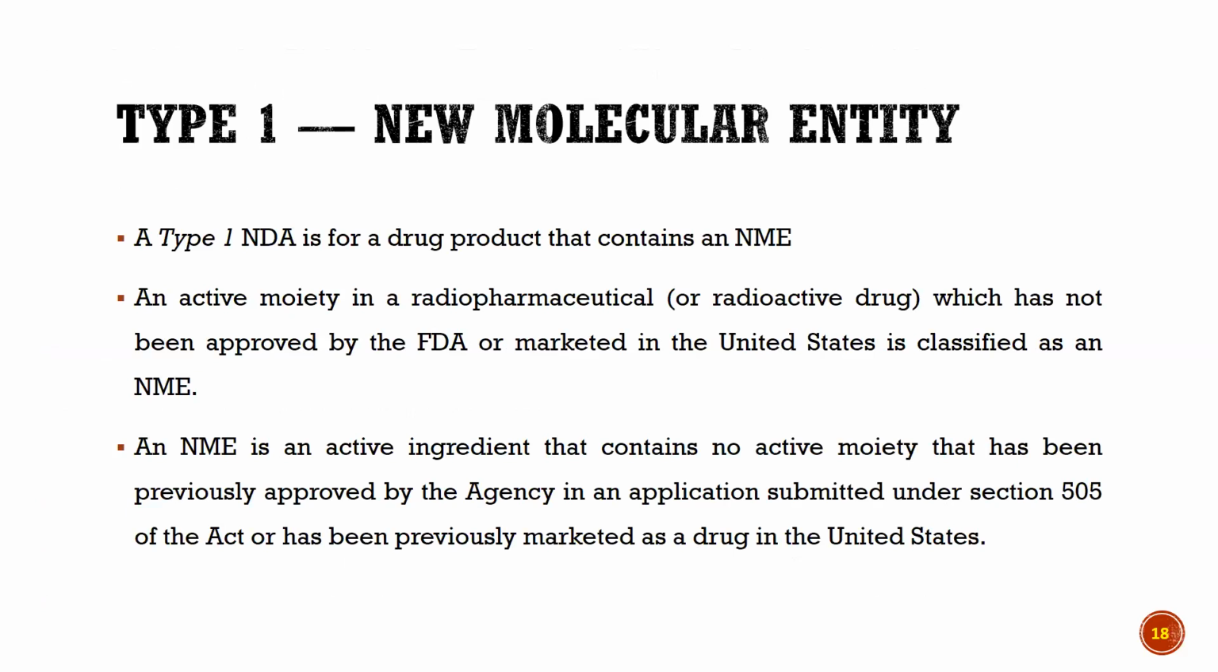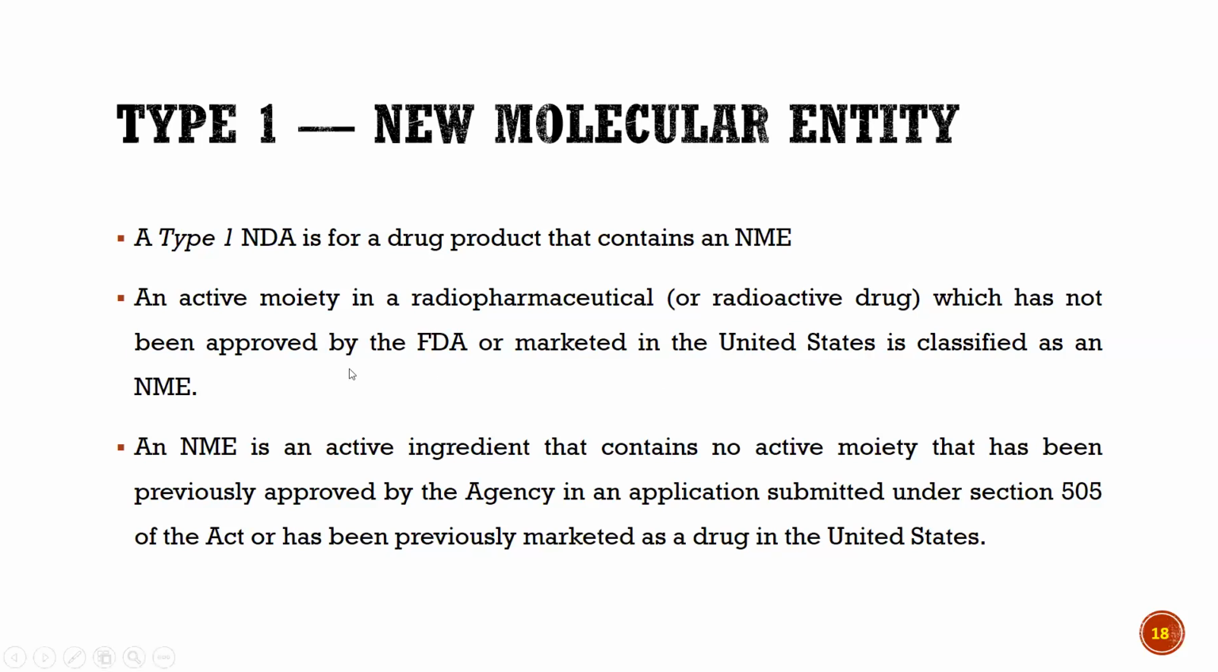As we discussed, there are 10 types. Type 1 talks about the new molecular entity. A new molecular entity is an active moiety in a radiopharmaceutical which has not been approved by the FDA or marketed in the United States. It means it should never have been approved by the FDA or marketed in the US, so it will be considered a new molecular entity.